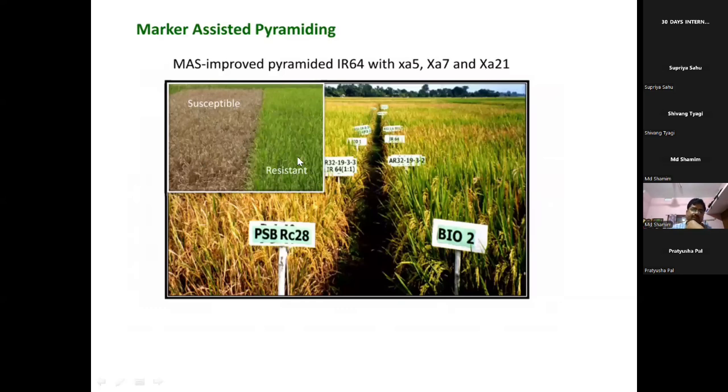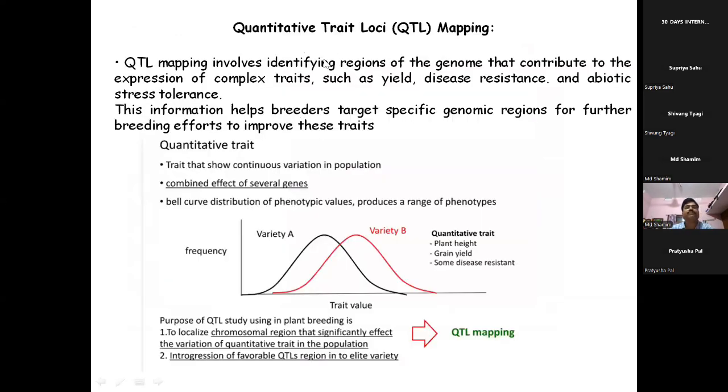So you see the susceptible one and the resistant one. This resistant one has resistance to the three races of this blight. Then with the molecular marker, we map the quantitative trait loci. That means QTL are different loci in a genome which can govern a specific trait like yield and disease resistance, which can be governed by several genes. That means more than one gene.